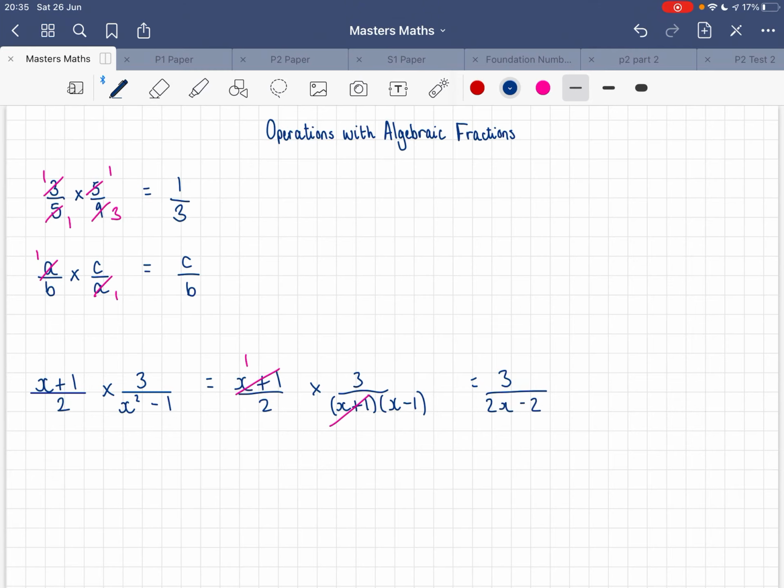That's where it starts to make more sense to do the pre-simplifying. If you'd started from here and done 2 times x squared minus 1, you'd have got 2x squared minus 2, and maybe found that a bit more difficult to factorize and simplify with the x plus 1. Yeah, I hope that makes sense.